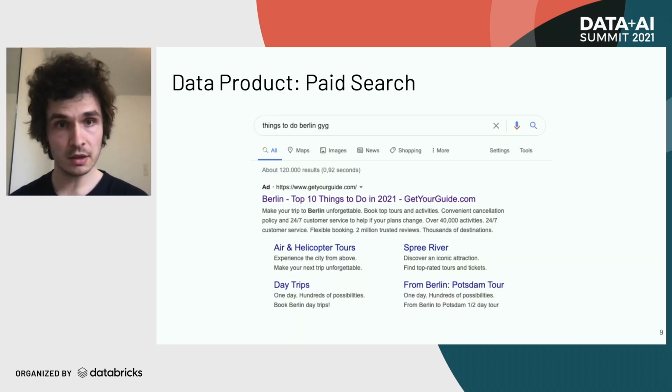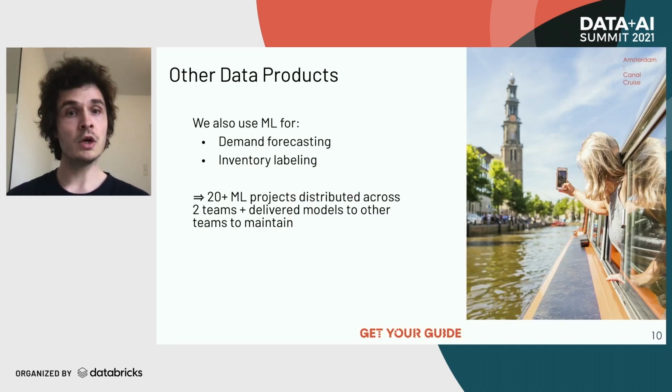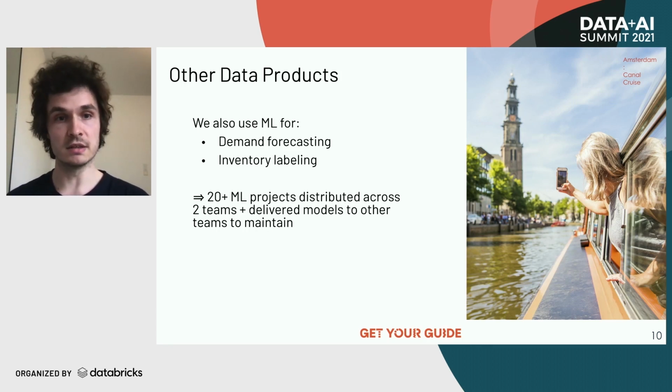We also use machine learning to help tourists discover a destination and find the best activity on GetYourGuide with paid search and in collaboration with Google. But we also use machine learning to forecast the future demand. This is quite useful for planning and also for pre-buy tickets. We use machine learning to automate the labeling of our inventory. So we have more than 20 projects distributed in 2 teams. In addition, we have some models that we deliver to other teams. So as you can imagine, we start to reach a critical size.